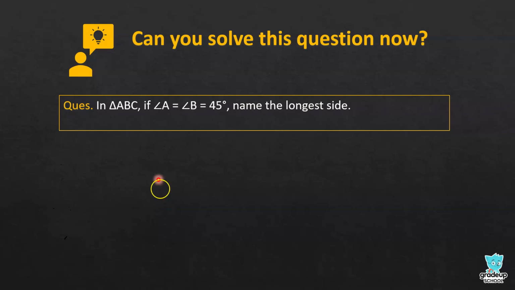Here is an extra question for you guys. In triangle ABC, if angle A is equal to angle B and they are equal to 45 degrees, name the longest side.